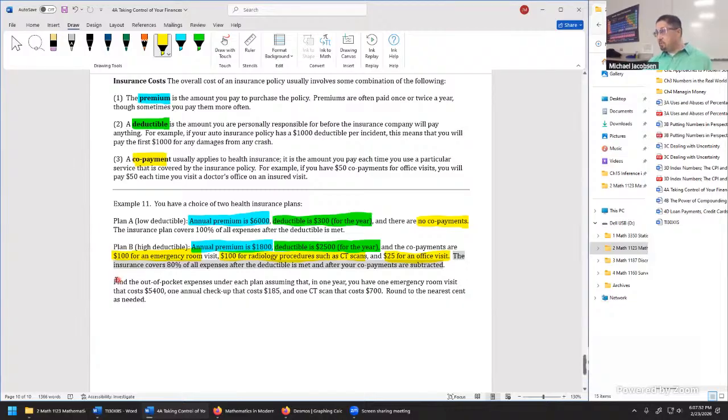Okay, it says for this problem, find the out-of-pocket expenses under each plan. Maybe we're thinking along the lines of this person is trying to shop around for the right health insurance plan and is looking at what a typical event might look like or a typical year for this person. So find out-of-pocket expenses for each plan, assuming that in 1 year, you have one emergency room visit that costed a lot, $5,400, annual checkup at $185, and a CT scan that costed $700. Round to the nearest cent.